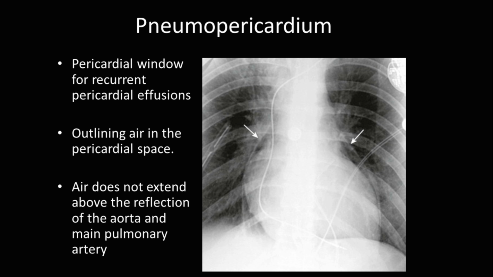So pneumopericardium is essentially air tracking around the heart. You can see this on both sides. What makes this different from a pneumomediastinum? You can see that this individual has a chest tube. They were being treated for recurrent pericardial effusions, and what you can see here is that the air is tracking up around the heart, however, it doesn't go up into the mediastinum. Essentially, you don't see air around the reflection of the aorta and the main pulmonary artery, and that is what differentiates a pneumopericardium from a pneumomediastinum: the air does not travel up into the mediastinum here.